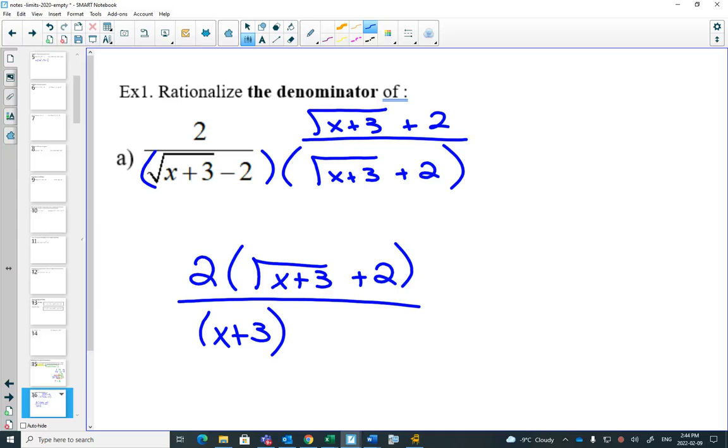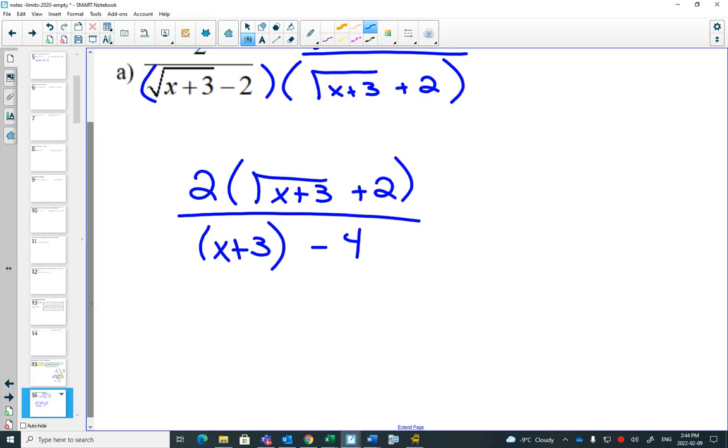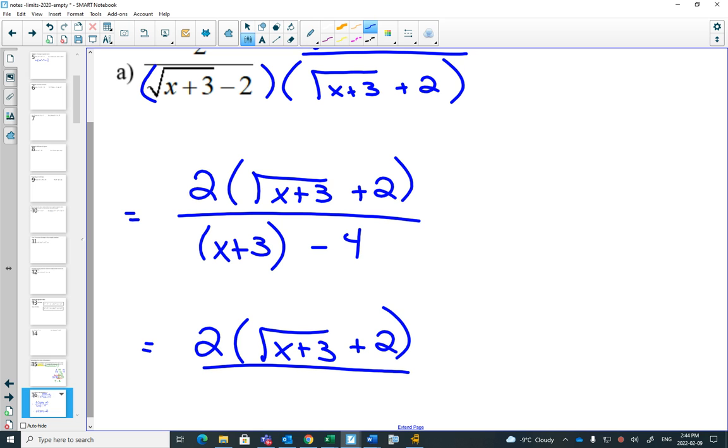The outside and the inside, when they multiply, you can see they cancel out nicely, so we don't even bother writing them. And then the last ones, minus 2 times the plus 2, is minus 4. Now, when I simplify this, x plus 3 minus 4 will leave me with x minus 1.